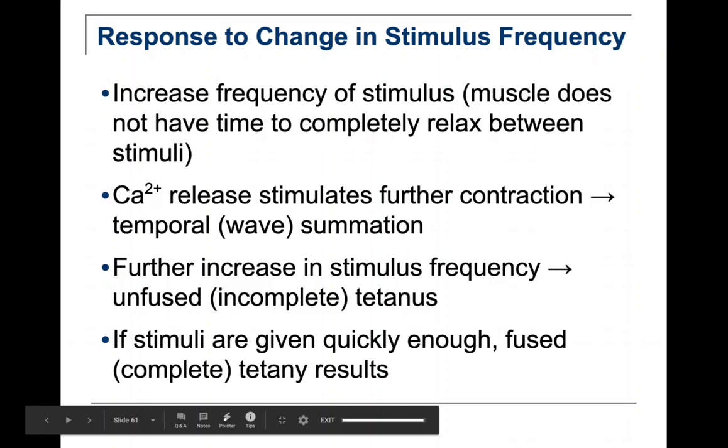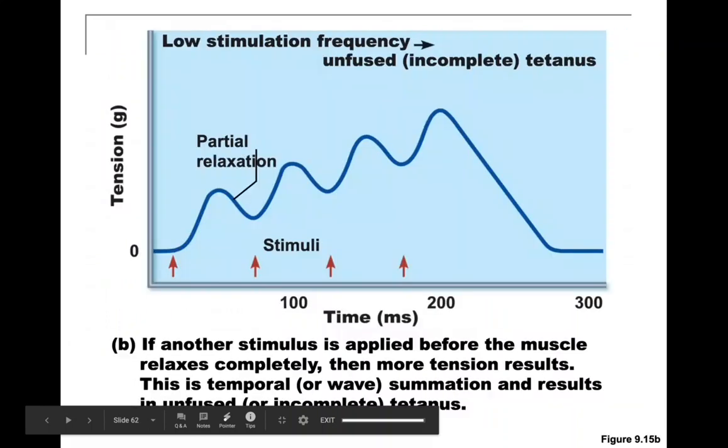So with an increased frequency of stimulus, the muscle won't have time to completely relax between the stimuli. So calcium release stimulates further contraction, and you can have temporal wave summation. With a further increase in the stimulus frequency, you can have unfused or incomplete tetanus. And then if the stimuli are given quickly enough, you'll get fused or complete tetanus.